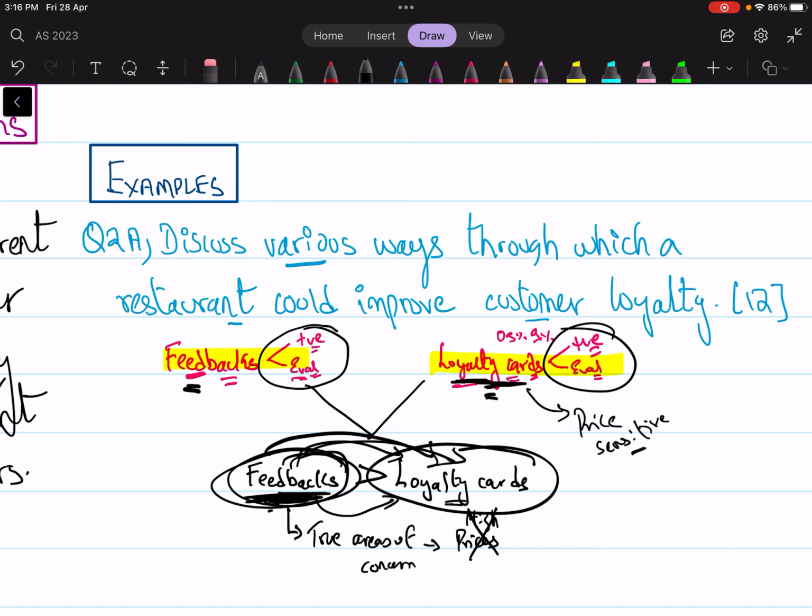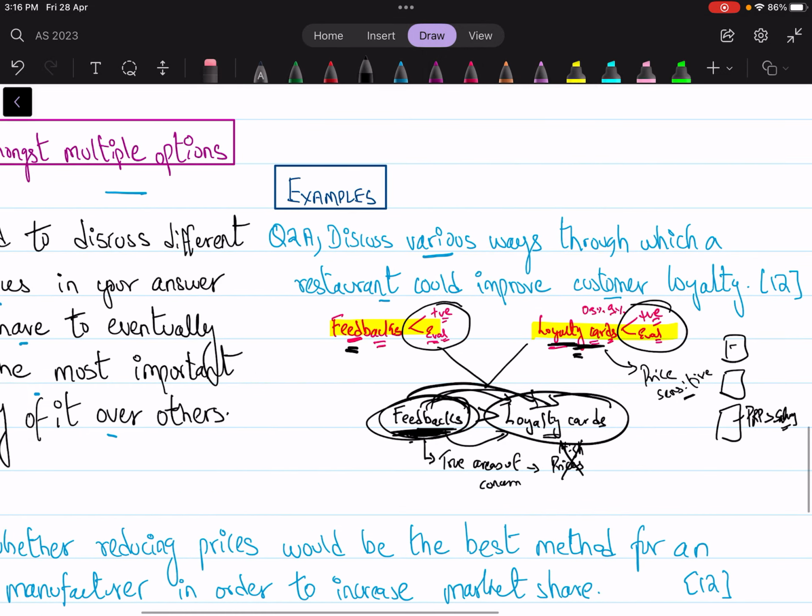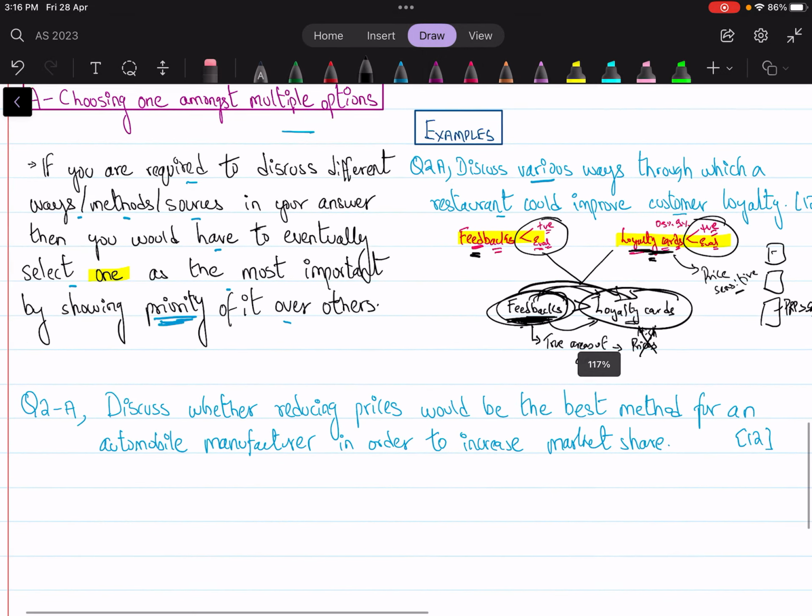So let's say, for example, you were asked to discuss the various ways through which motivation can be improved, and you made one paragraph on salary and another paragraph on, let's say, performance related pay or profit sharing. Now in the conclusion, if you are choosing PRP, you're going to explain how PRP is better than the salary that you mentioned. What benefit in PRP outweighs all the benefits mentioned in the salary? The most important point.